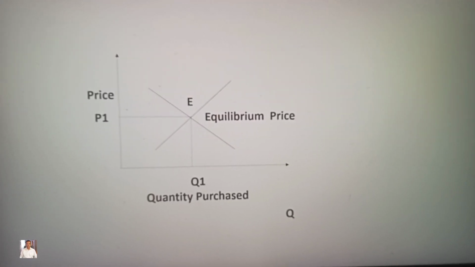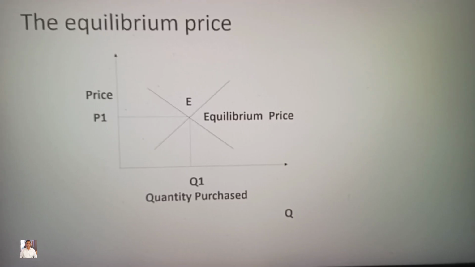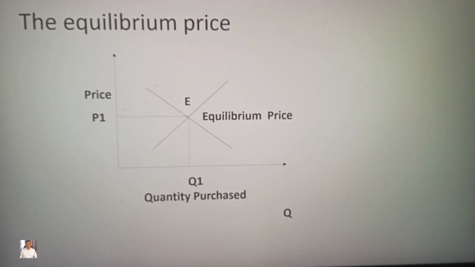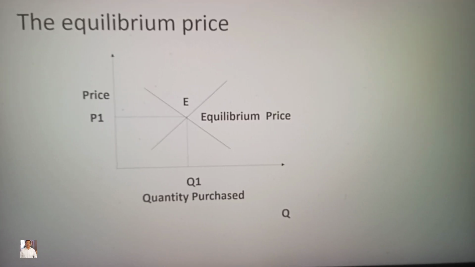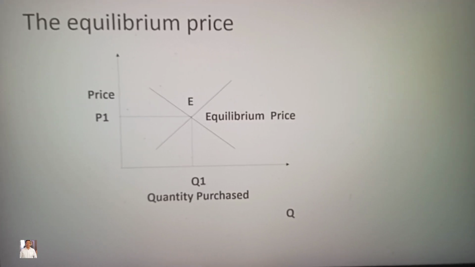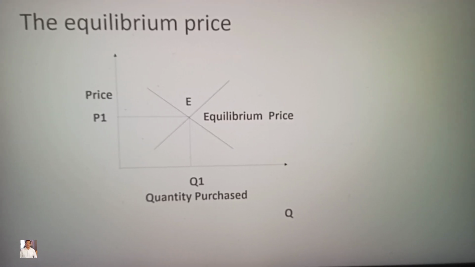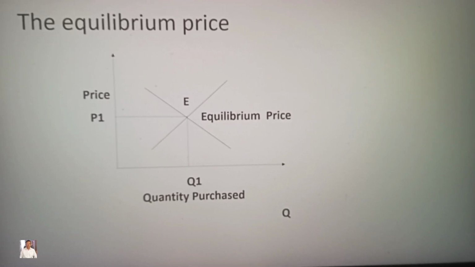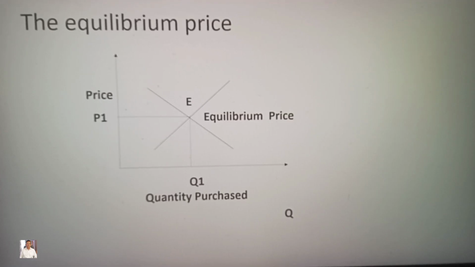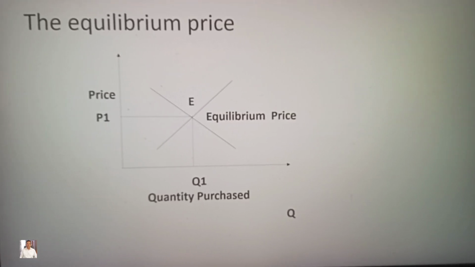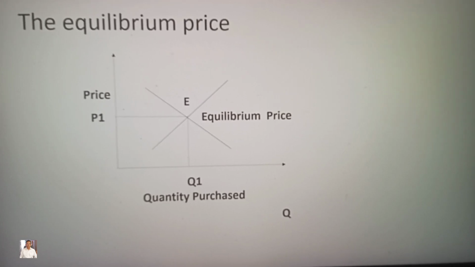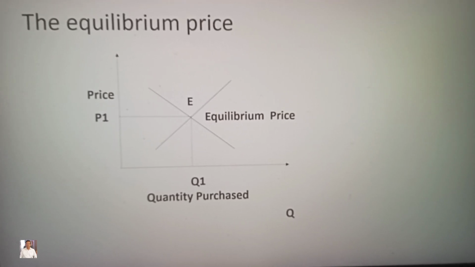The equilibrium price. The essential aspect of the demand and supply curve is equilibrium. At the point E, the demand and supply for a good become equal. This means that neither is there a shortage nor a surplus of the good in the market. At equilibrium price P1, the quantity purchased is Q1.